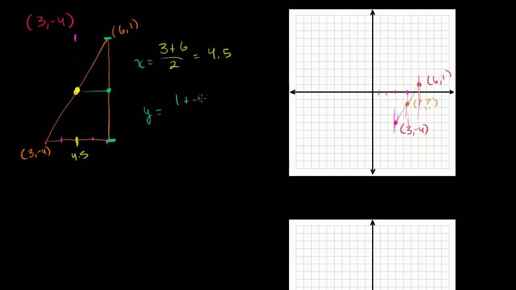1 plus negative 4 over 2. That's equal to negative 3 over 2, or you could say negative 1.5. So you go down 1.5. It is literally right there.